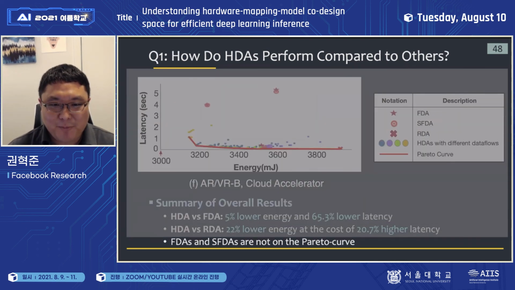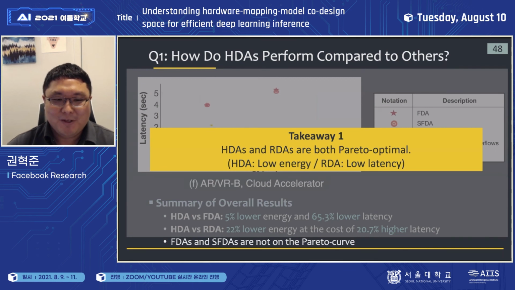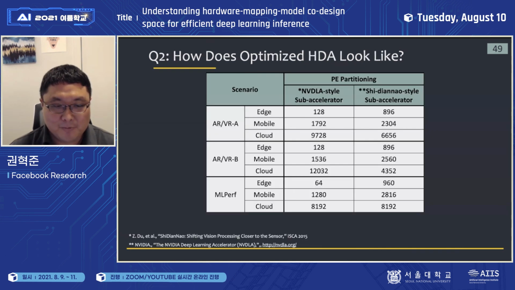So what is the main takeaway from this result? I'd like to highlight that the RDA is also a good approach. So not only the HDA, they are both Pareto optimal, but HDA is more beneficial for low energy, and RDA is more beneficial for low latency. And this data answers the question, how does an optimized HDA look like?